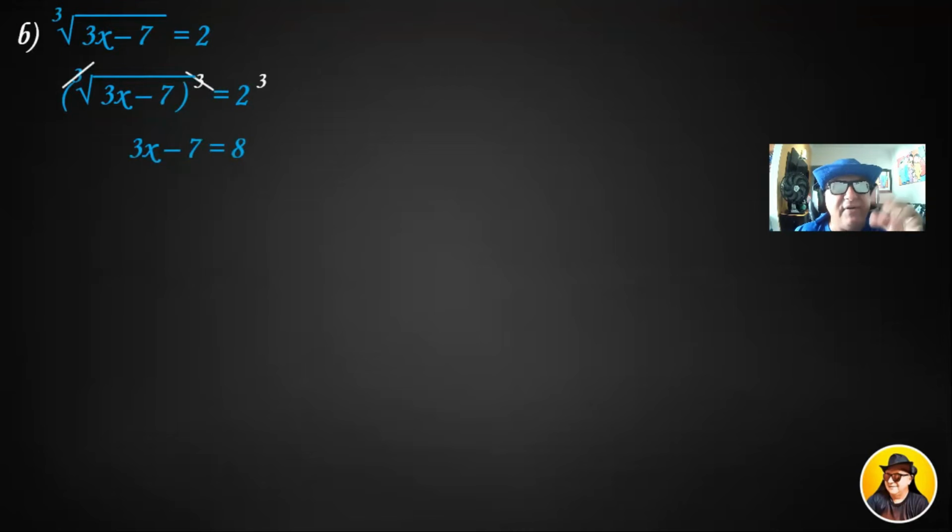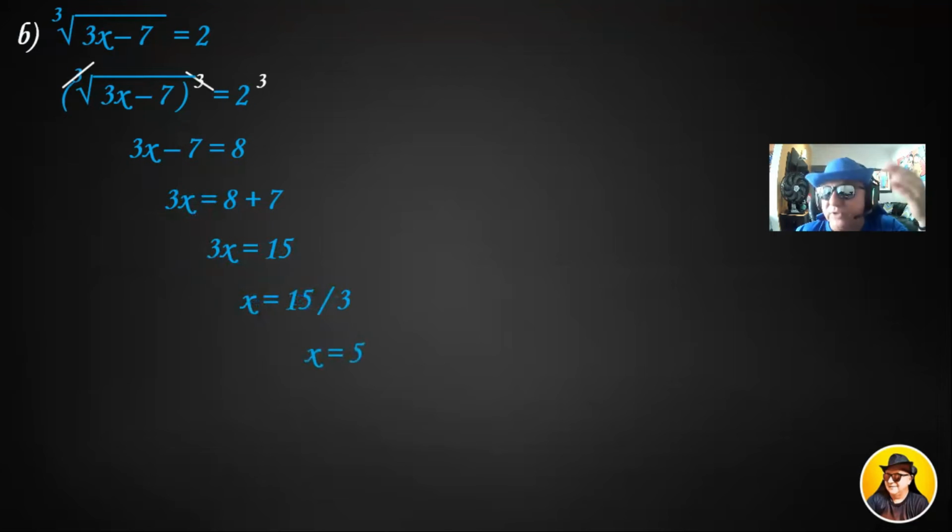That negative 7 comes to the right side of the equation positively. So I have that 3x is 8 plus 7. Well, 8 plus 7 is 15. Now we have that 3x is 15. That number 3 comes to the right side of the equation dividing. Great. So I have that x is 15 over 3, that is 5. So x is supposed to be 5. I have to check. Let's do it.